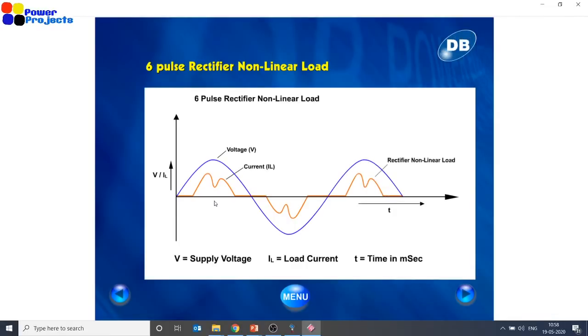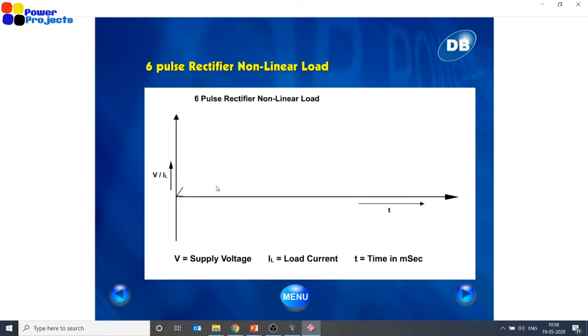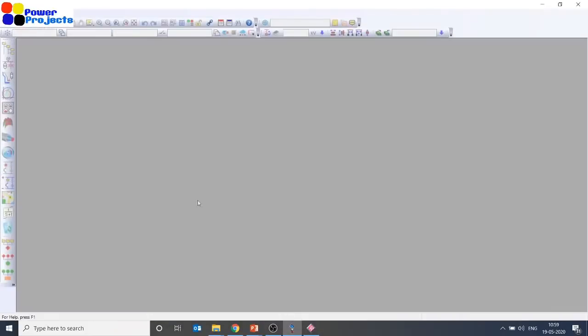The cosine of the angle between voltage and current is just the displacement power factor. So a distortion factor needs to be introduced to find out the true power factor, right? So these are some basics of it. And meantime, let me quickly go on to the simulation itself.